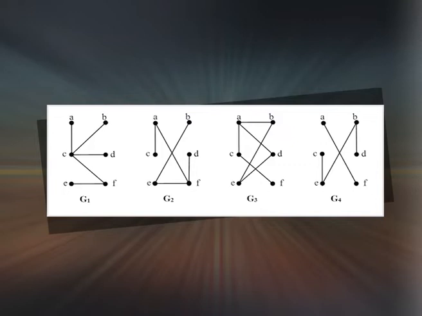Solution. G1 and G2 are trees because both are connected graphs with no simple circuits. G3 is not a tree because EBADE is a simple circuit in this graph. G4 is not a tree because it is not connected.